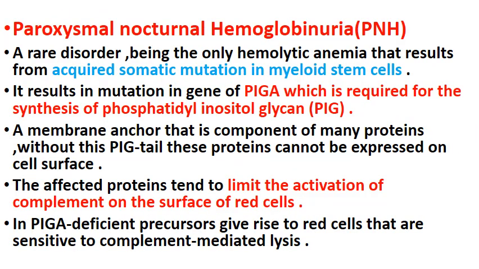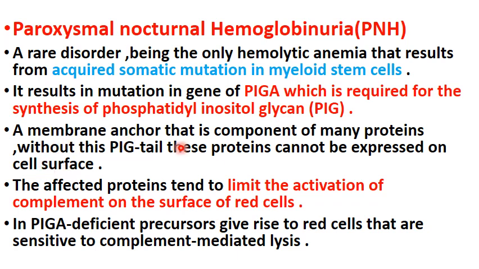Here you are coming to paroxysmal nocturnal hemoglobinuria. Actually, this is a rare disorder, and it is the only hemolytic anemia which results from an acquired somatic mutation in myeloid stem cells. Basically, this mutation takes place in the PIGA gene. This gene is required for the synthesis of phosphatidylinositol acetylglucosamine.